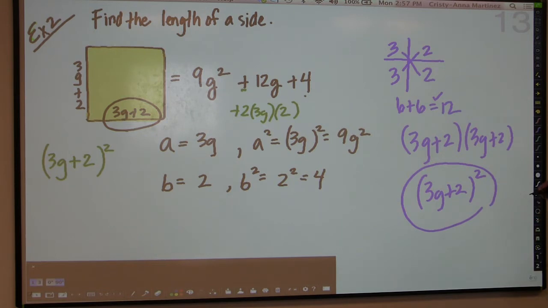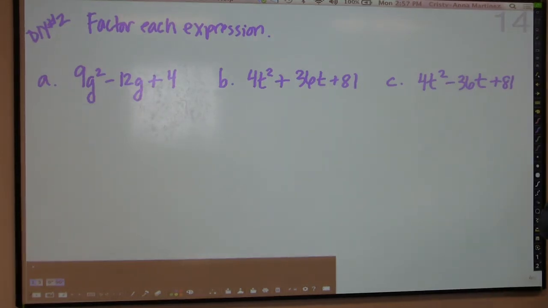Alrighty, so that's how you do it when you have a number in front of the g squared. So now I will have you guys factor these three, and all of them have a number in front of the x squared.